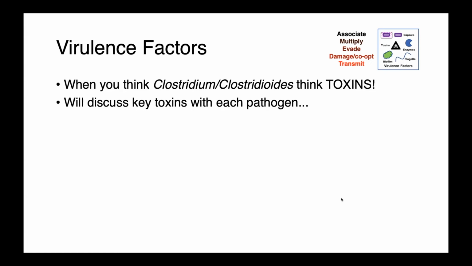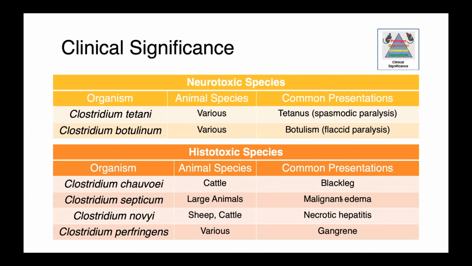Generally, they're quite well described, and we're going to discuss each key toxin with each pathogen as we go through today's lecture. Because there are so many different species of Clostridium and Clostridioides, I think it's helpful to think about them and group them in terms of the types of disease that they're associated with. So we have our neurotoxic species, Clostridium tetani and Clostridium botulinum, which cause tetanus and botulism respectively.